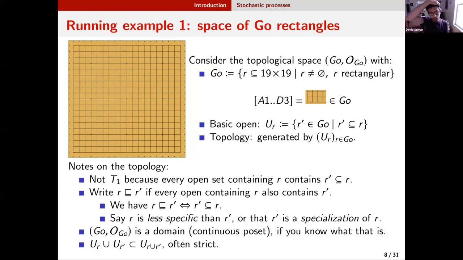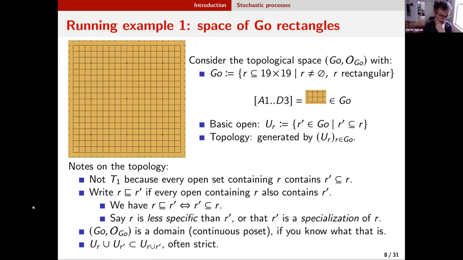Now about that topology, it's not T1 because you can't separate points. If I have two different rectangles, if one is contained in the other, then every open containing the bigger one contains the smaller one too. So I can't find an open containing the bigger one, but not the smaller one. And I'm going to write this square subset symbol to reverse the order. It says that R is less specific than R prime, or that R prime is a specialization of R. It just means that every open containing R also contains R prime. So Go is a domain, if you know what that is, a continuous poset.